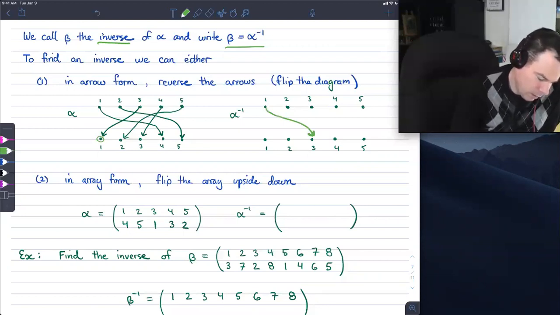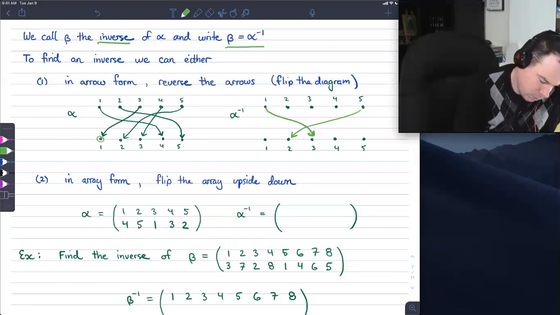2 went to 5. I like to read it like this. So 2 went to 5. That means 5 has to come back to 2. 3 went to 1, so 1 comes to 3. Oh yeah, that's fine. 1 comes to 3, and then what about the next one?